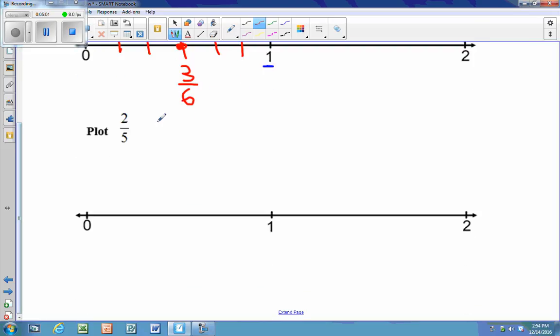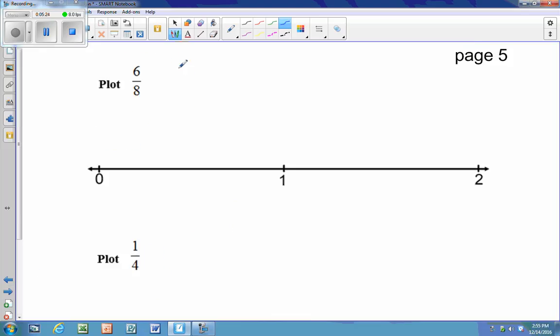This one is 2/5. I see that the 2 is smaller than the 5, so I know it's less than 1. So I know once again I'm only going to here. I know I need 5 pieces, so it's 4 lines because I need 5 pieces, and I want to go to the second line. And I have 2/5. This time I have 6/8. The 6 here is smaller than the 8, so I know it's less than 1. I'm splitting into 8 pieces.